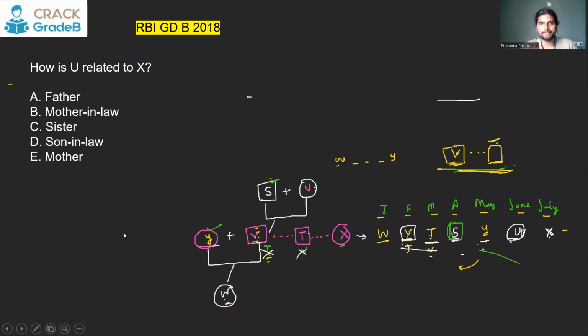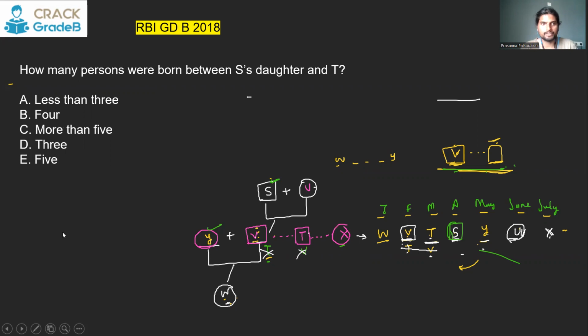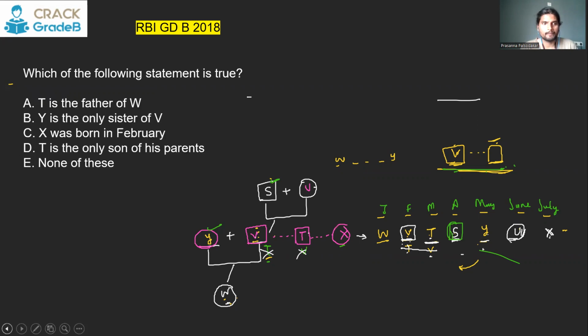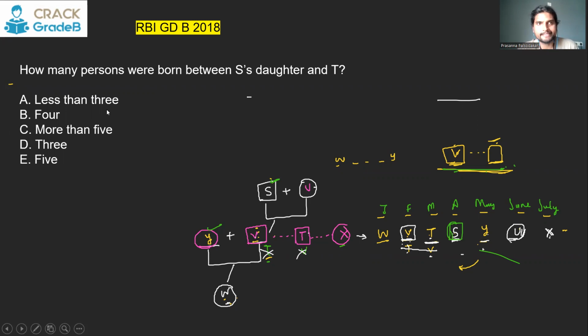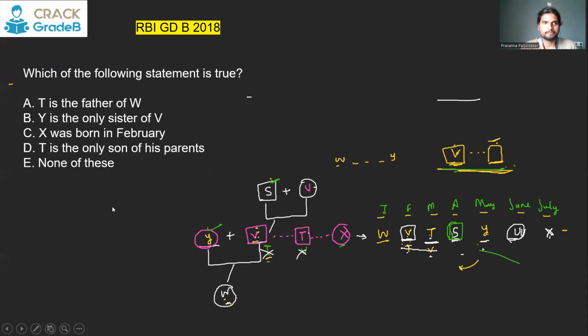How is U related to X? U is this, X is this. So U is going to be mother. Option number E. Next, how many persons born between S's daughter and T? S's daughter is X, and between X and T, there are 1, 2, 3 people. So answer will be option number D, 3.